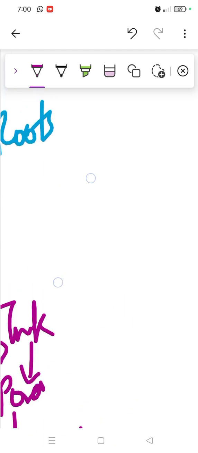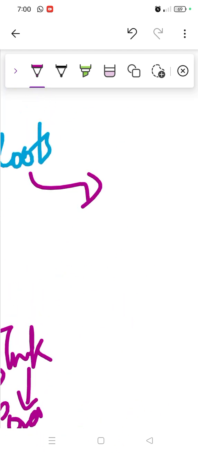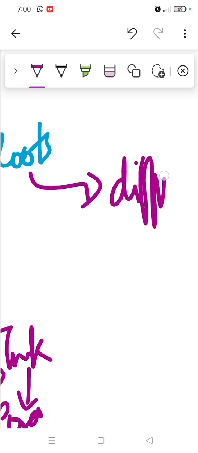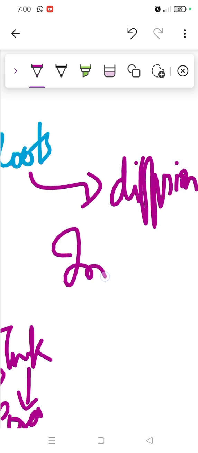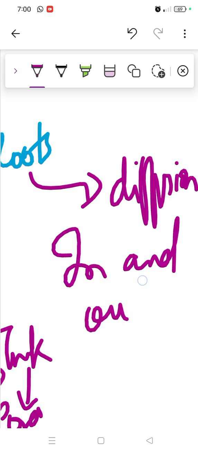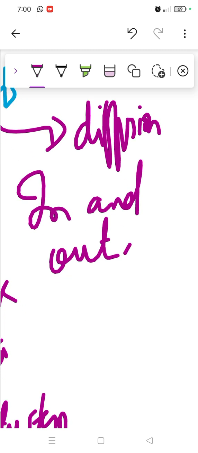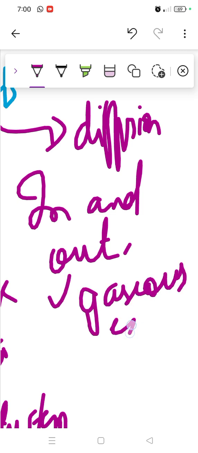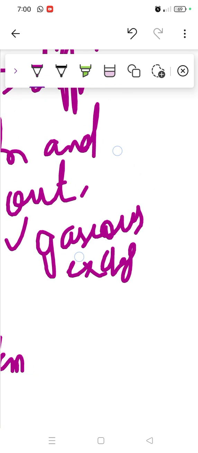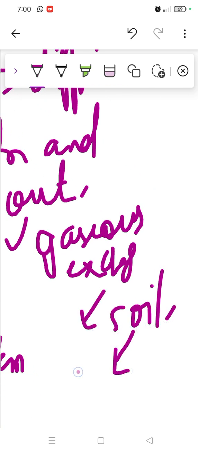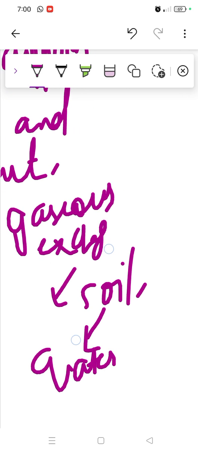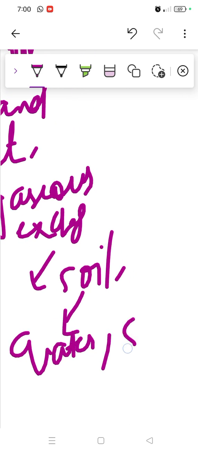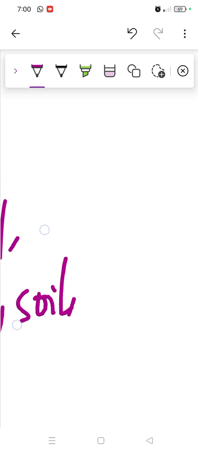Then the last is roots. Roots are simply the inner part. These help in diffusion in and out, on the surface of young roots. So these also help in gases exchange. Gases exchange occurs throughout the soil, and with the water which we provide to the soil, this gases exchange is helped by diffusion.